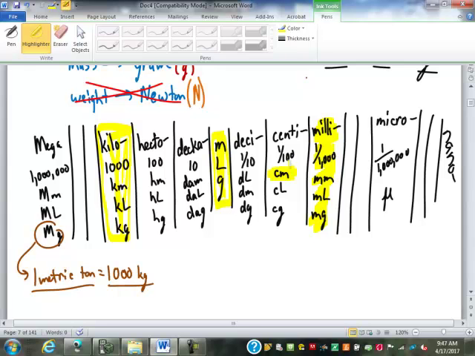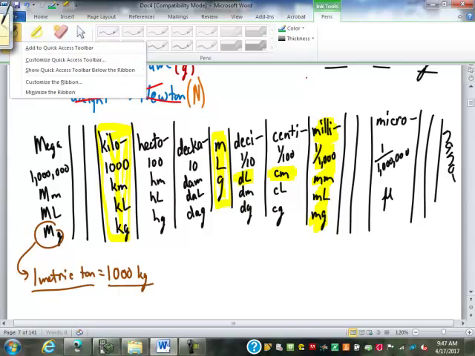Let's see, in deci, the only thing that really gets used there is deciliter. That only gets used in the medical fields. If you ever have a cholesterol test done and it comes back as 190, that's saying it's 190 milligrams of cholesterol per deciliter of blood. Or you do a blood glucose test, a blood sugar test, and it comes back as an 87. Again, that's 87 milligrams of blood glucose per deciliter of blood, is what those tests are measuring.